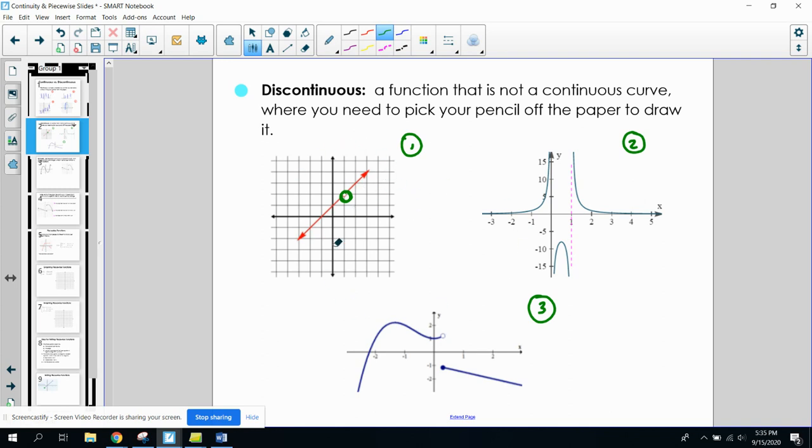In the first graph, we have a hole. That's the only discontinuity, that there's a hole. In the second one, we have a jump discontinuity. It's going from one piece, we have to jump to the other, then we have to jump to the other. And then graph 3 actually has both. It has a hole and a jump. As you can see here, there's a hole, and then we jump to the next piece.